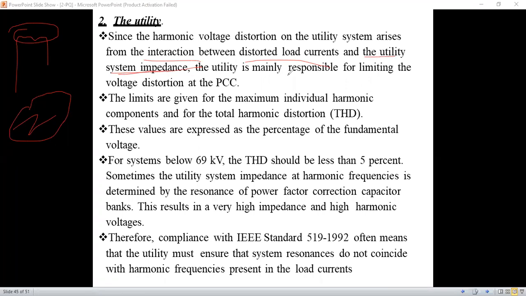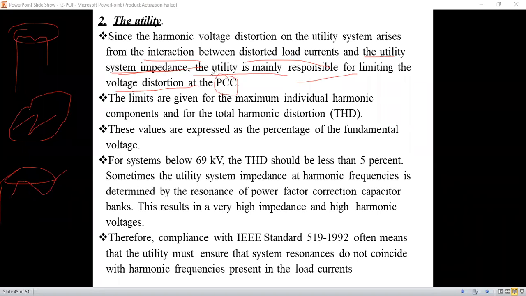The utility is mainly responsible for limiting the voltage distortion at the PCC, that is the point of common coupling. So the utility system is responsible for limiting the voltage distortion. How much voltage it has to maintain, excess voltage it has to bypass, and so limiting the voltage level, it is going to limit here.